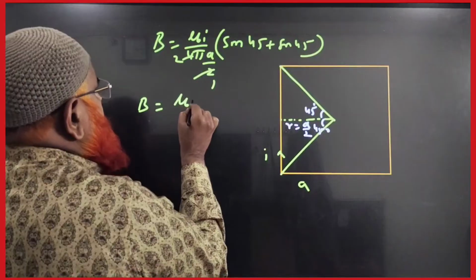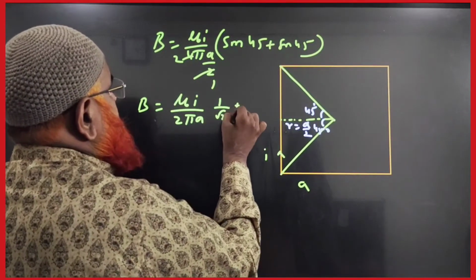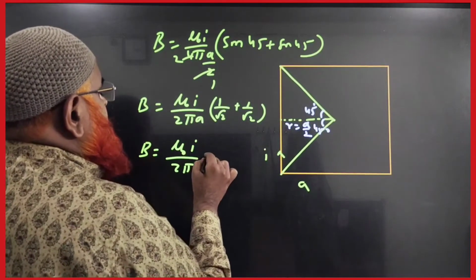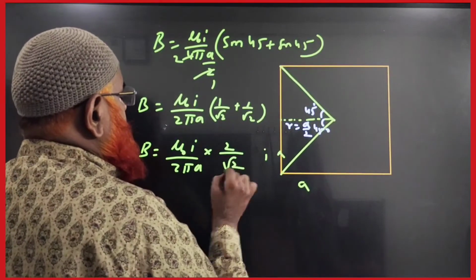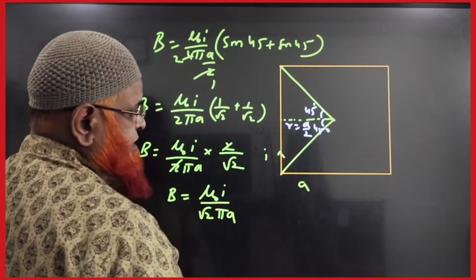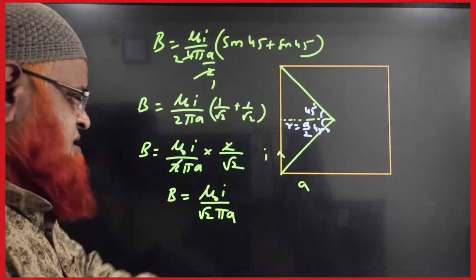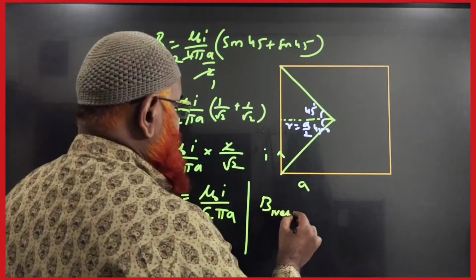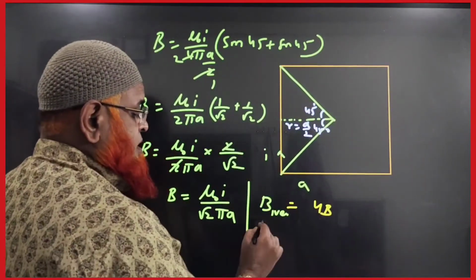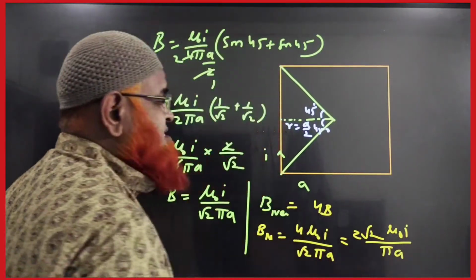So B is equal to mu naught I by 2 pi a into (sin 45, which is 1 by root 2, plus 1 by root 2), so B is equal to mu naught I by 2 pi a into 2 by root 2. These two get cancelled. B is equal to mu naught I by root 2 pi a. Understood? This is for one side. For a total of 4 sides, B net is going to become 4 times B, because 4 sides are there. So B net is 2 root 2 mu naught I by pi a. That is the answer.